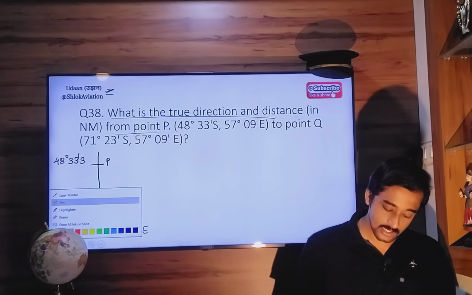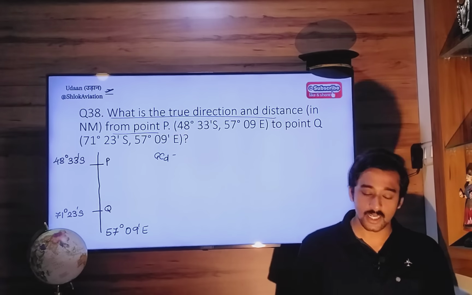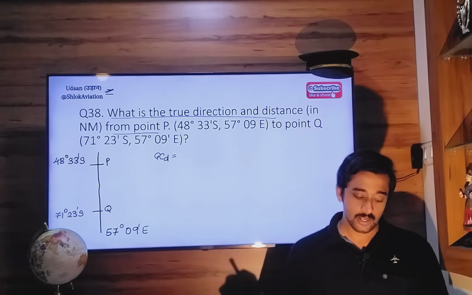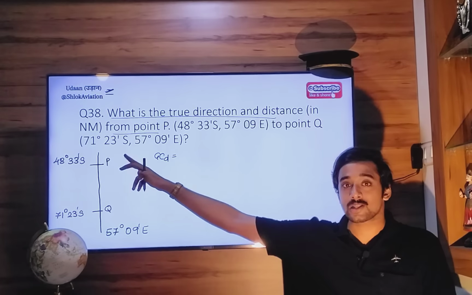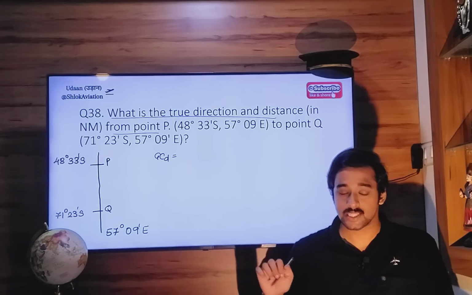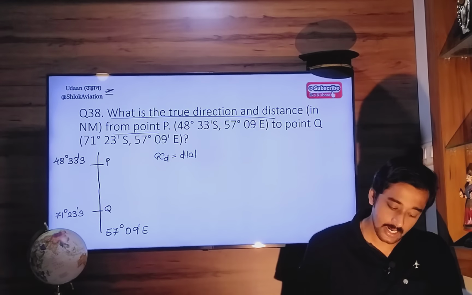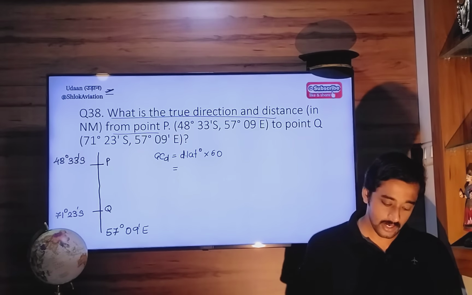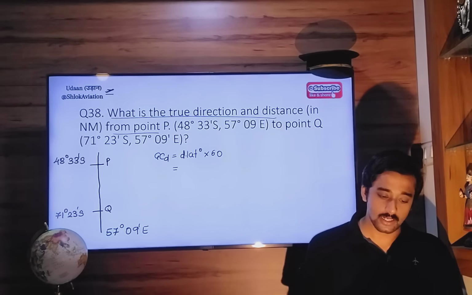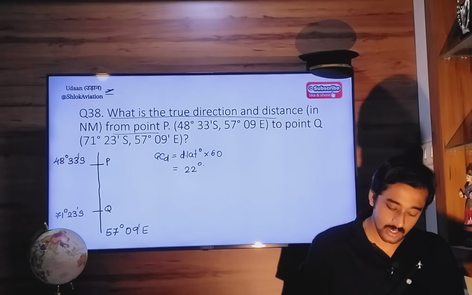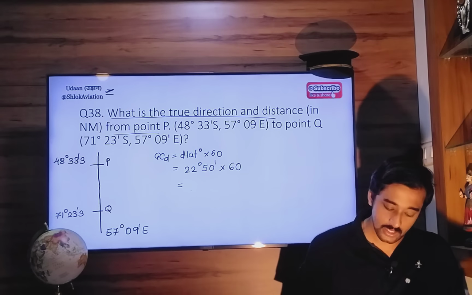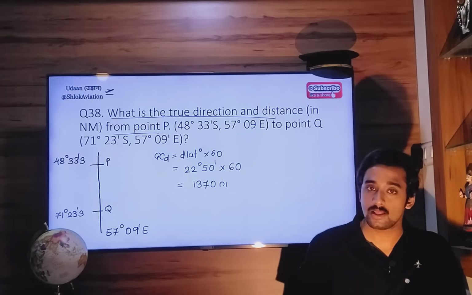So this is a great circle distance, right? What is a great circle track? Your meridians of longitude are great circle tracks. So when you're flying between two points located on the same longitude, you're flying a great circle track. So it is d lat in degrees into 60. What is the difference between the two latitudes? 71 degrees 23 minutes minus 48 degrees 33 minutes. So it is 22 degrees 50 minutes multiplied by 60, which is equal to 1370 nautical miles.